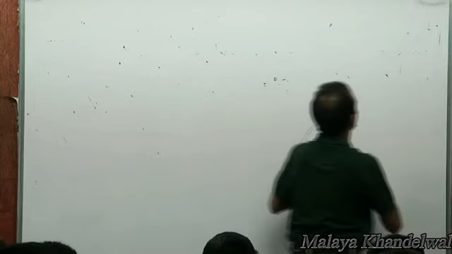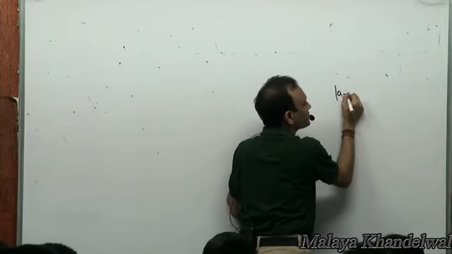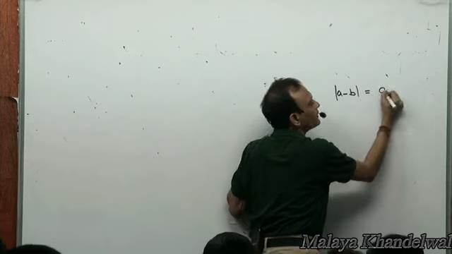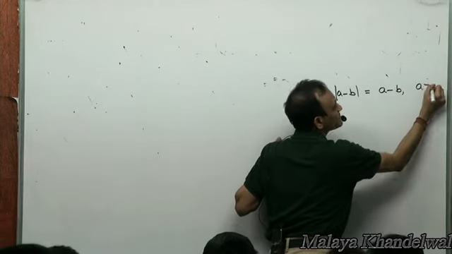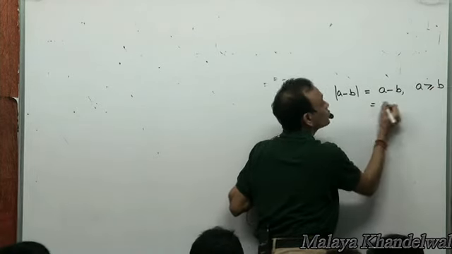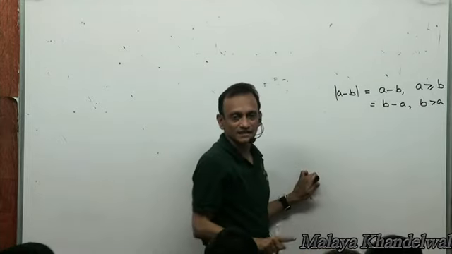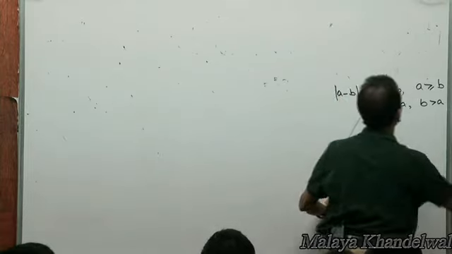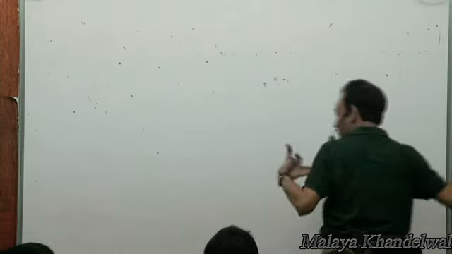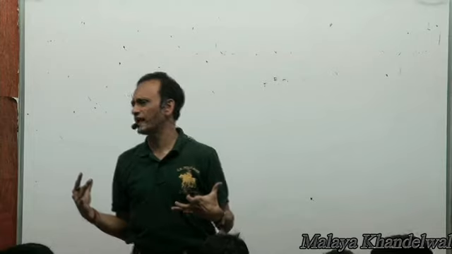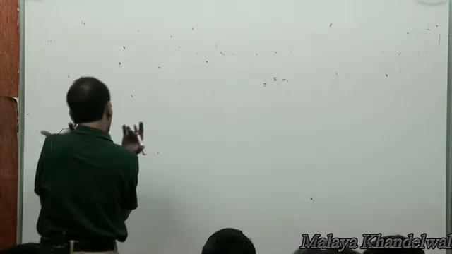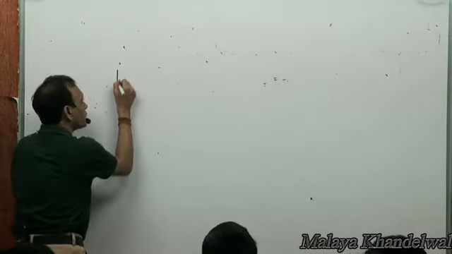So if I said mod of, say, a minus b, then that's going to be a minus b if a is greater than or equal to b, and it is going to be b minus a if b is greater than a. That means a is less than b, right? All of you understand this. Now, another way of looking at things. x could be positive, negative, or 0, right? I can look at the following.